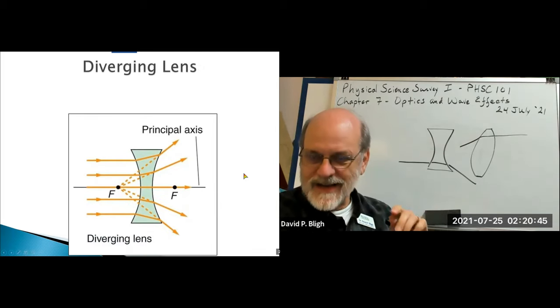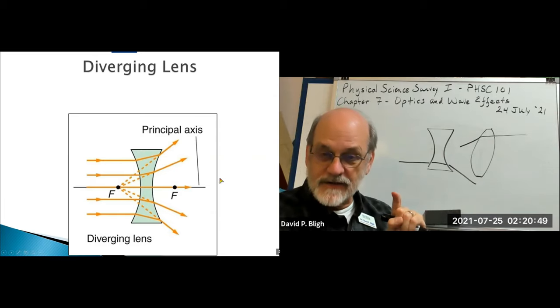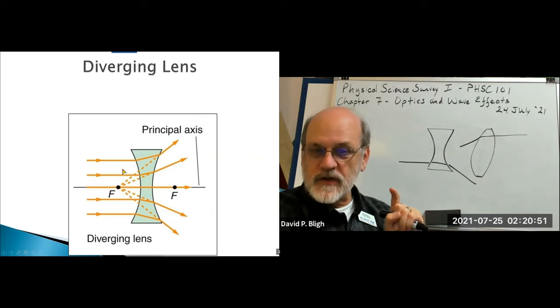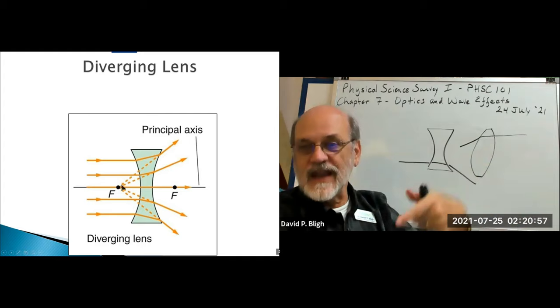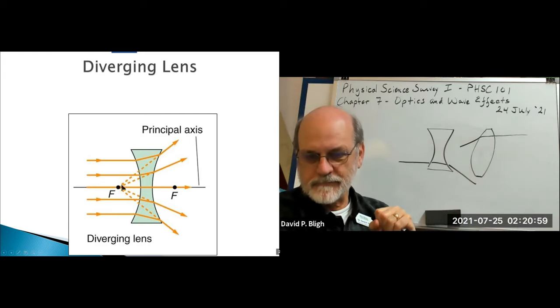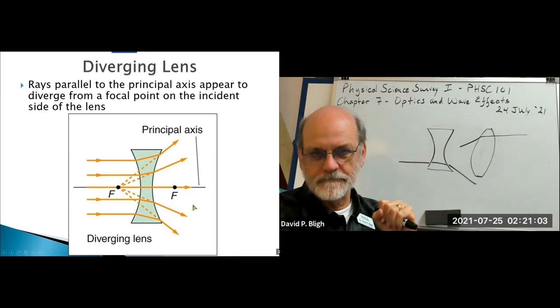That was for a converging lens, a convex lens. A concave lens will diverge the light beams, and they will appear to have originated from the focal point on the same side that the light beam originated.